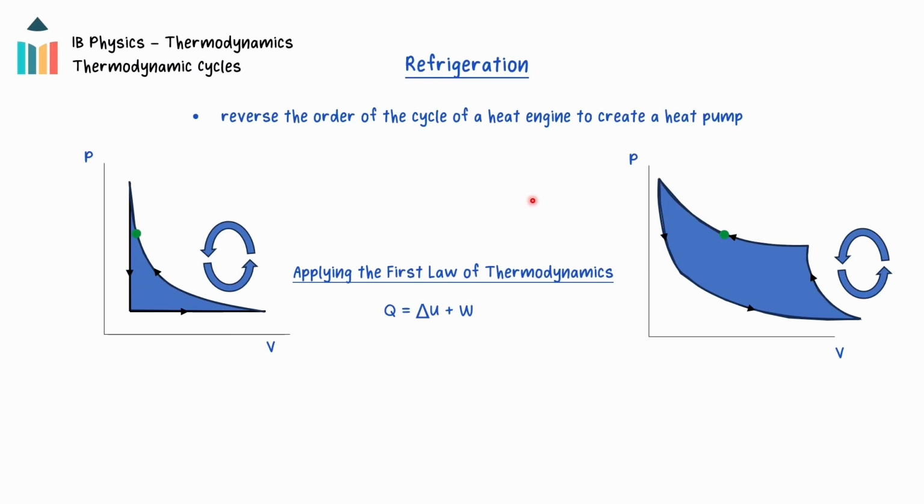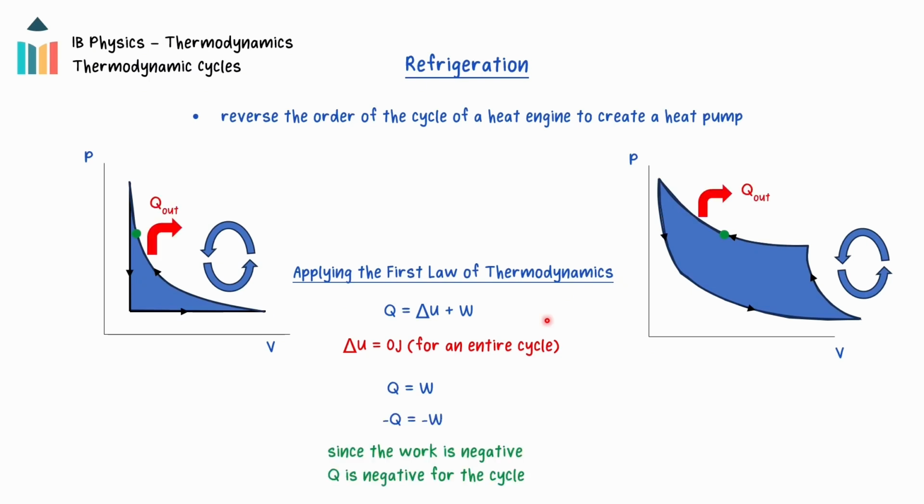Looking at the first law of thermodynamics for this situation, we know that for a cycle there is no change in the internal energy, so delta U equals 0, and therefore the heat entering the system is equal to the work done. We have determined that the work is done on the system, so the net work is negative, and therefore so is Q, which means that heat leaves the system. Work is being done to pump heat out of the gas and into the surroundings, which is why we call this a heat pump, or a refrigeration process. Heat pumps run in a counterclockwise direction.